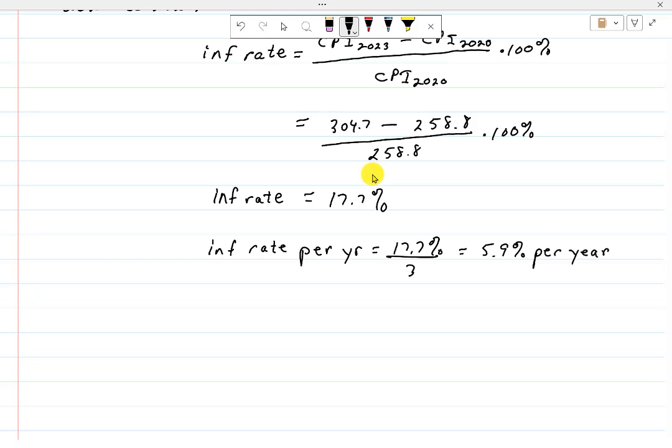And in America, that's an unusually high inflation rate. We were used to inflation rates about 2 to 3% for many, many years. And just recently, they started going up a lot.